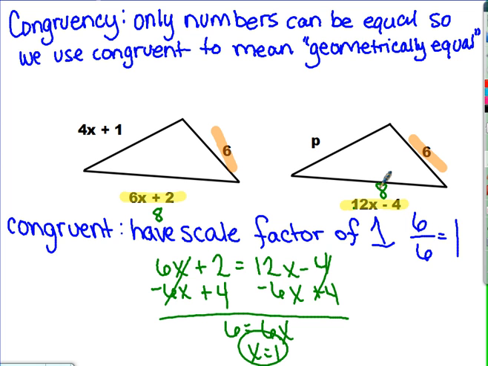If we substitute x in for 1 on this side, 4 times 1 is 4, plus 1, which is 5, which means that p equals 5.